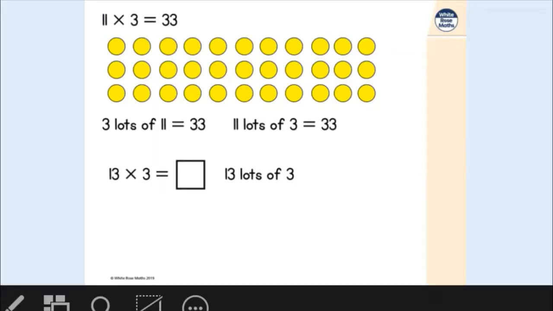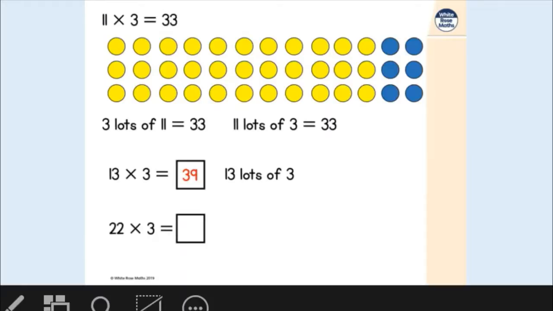So how can we show this on our array? Well, we can do that, can't we? We've added 2 lots of 3 to take our 11 lots up to 13 lots. And we can see there we've added 6. So we're going to add 6 to 33 to get 39.